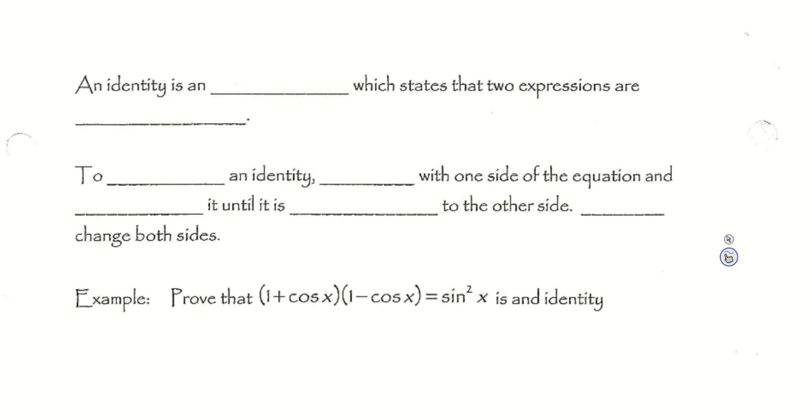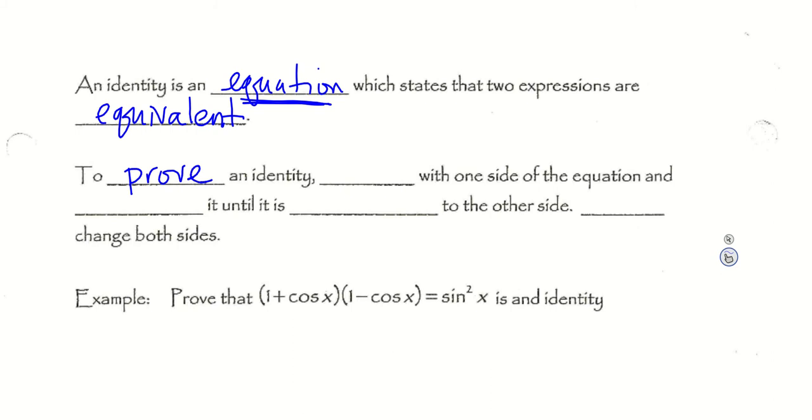So here's another idea we want to work on. An identity is an equation, right? So it's an equation which states that two expressions are equivalent. They measure the same quantity. To prove an identity, we work with one side of the equation only. Do not work with both sides, right?